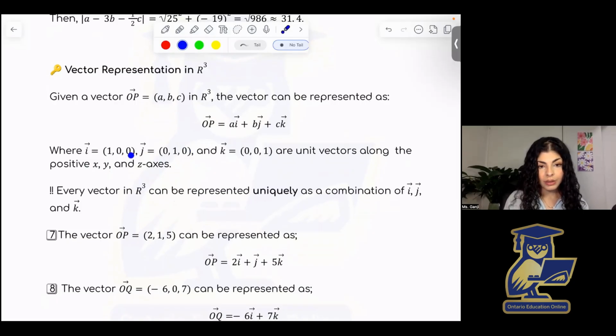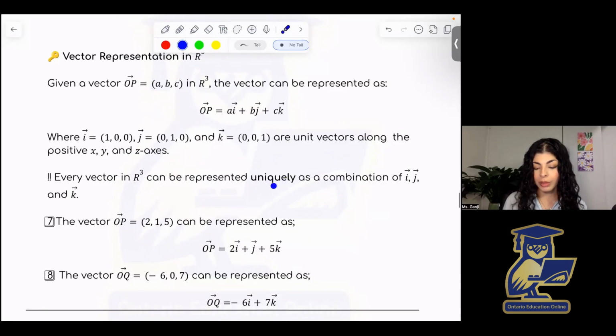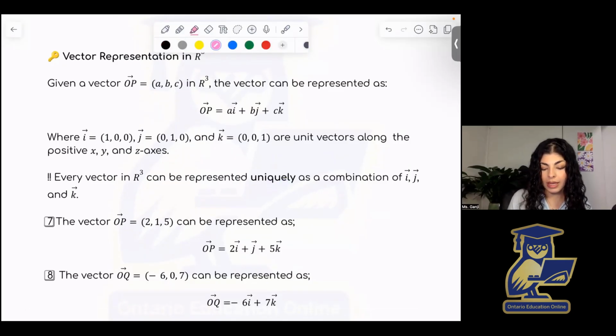So i is 1, 0, 0, j is 0, 1, 0, and k, which is the z component, is going to be 0, 0, 1. And these are unit vectors along the positive x, y, and z axes. And again, similar to in R squared, every vector in R cubed can be represented uniquely as a combination of i, j, and k.